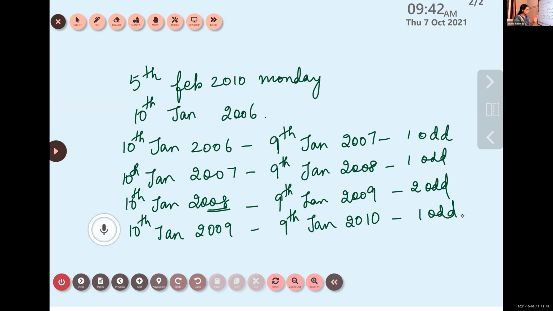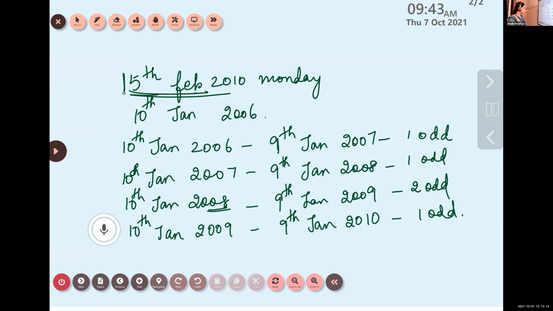Now, after this 9th January, how many days are left out? We want to find up to 5th February. Is it 5th February? What is the date given here? Sorry, children, it is not 5th, it is 15th February. Change it to 15th. If it is 5th, the method is same.